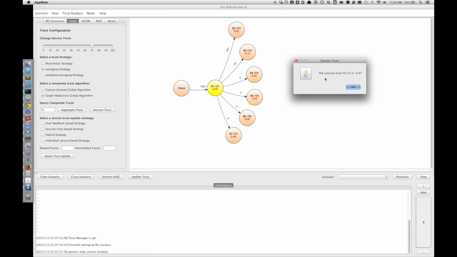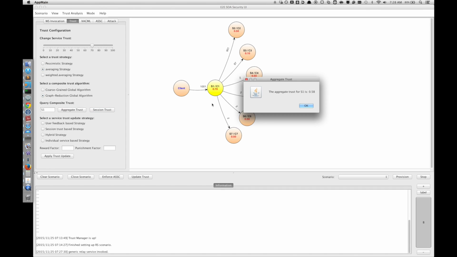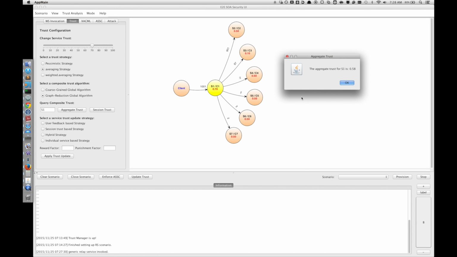If we calculate the average for the graph reduction algorithm, this is again 0.47. This is very interesting because in the session trust, we don't care about the previous history. We just want to know what's been the trust value of the latest invocation, which considers all these weights as 1. For the session trust, we see that the session trust is the same for both graph reduction and coarse-grained global algorithm. But if we query the aggregate trust, we see the trust is different, which includes all these weights and the previous history.